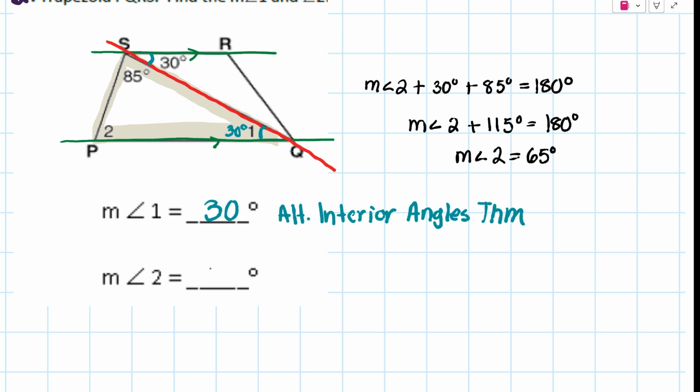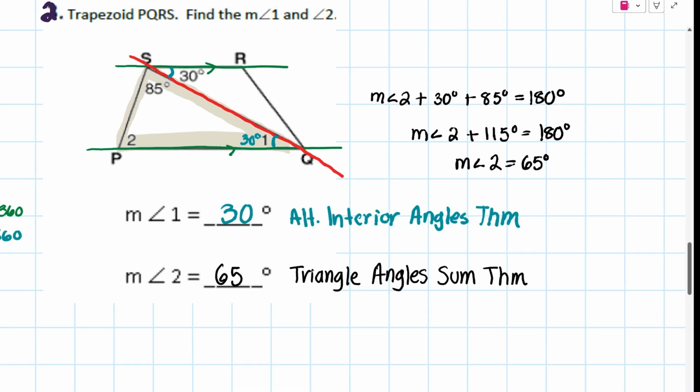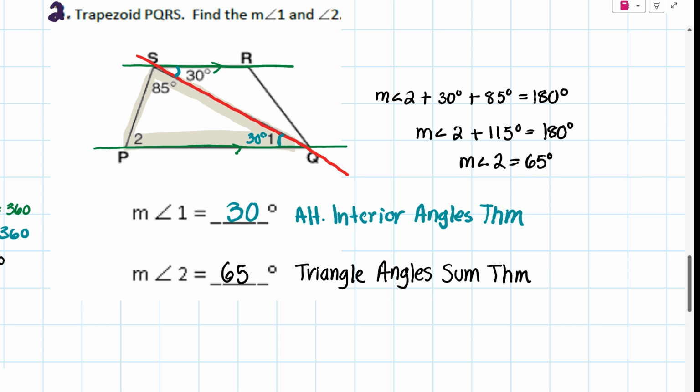And what did I do? Well, I added all the angles, so it's the triangle angle sum theorem. So a little different strategies we would have to use if we didn't know that we had an isosceles trapezoid.